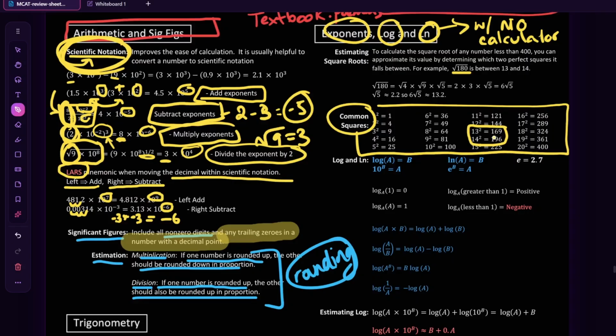So what you can do is break the number into perfect square factors. 180 is not a perfect square, but some parts of it will be. If you break 180 down, 180 equals 4 times 9 times 5. You notice that 4 and 9 are both perfect squares. So the square root of 4 is 2, the square root of 9 is 3, and the square root of 5 is not very perfect. That's fine. Now you have 6 times the square root of 5. You're just simplifying this now: 6 root 5.